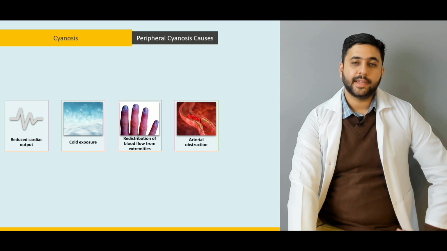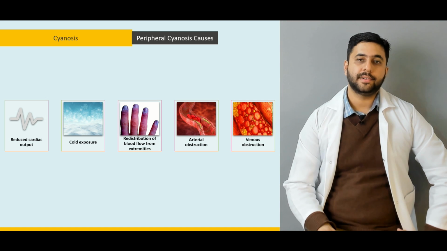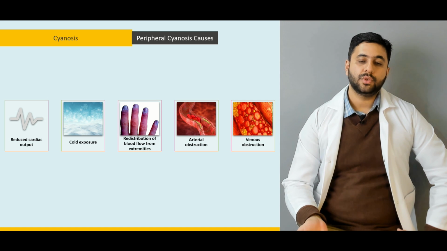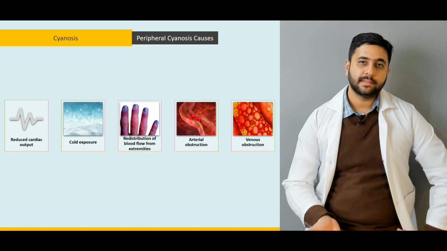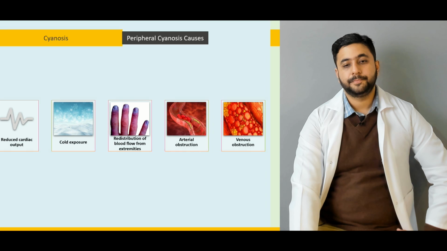Or if there is an arterial obstruction, just anything that obstructs the blood flow through the arterial system, or anything that obstructs the blood flow moving out of the venous system. So any obstruction at the level of the arteries or the veins can eventually lead to the development of peripheral cyanosis. So peripheral cyanosis generally is a localized condition, and central cyanosis develops in people who have a generalized problem.